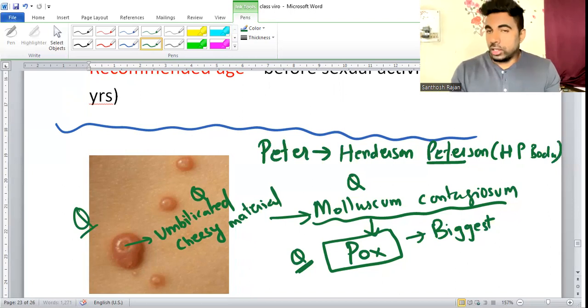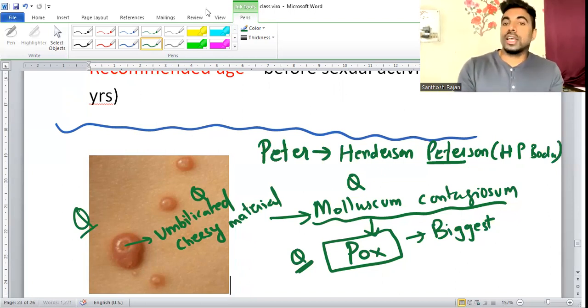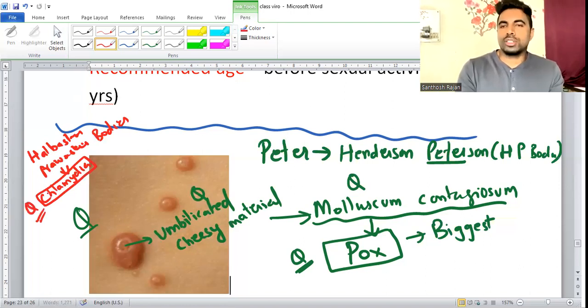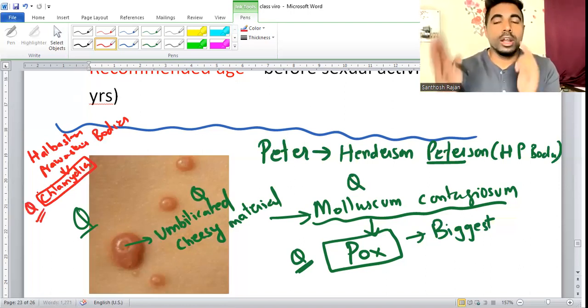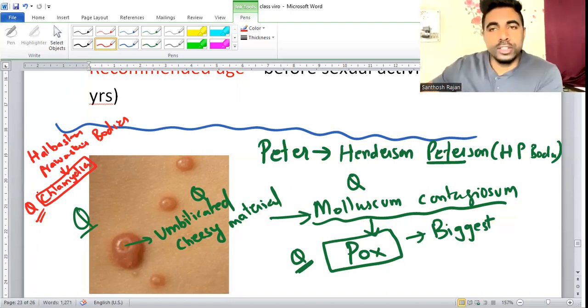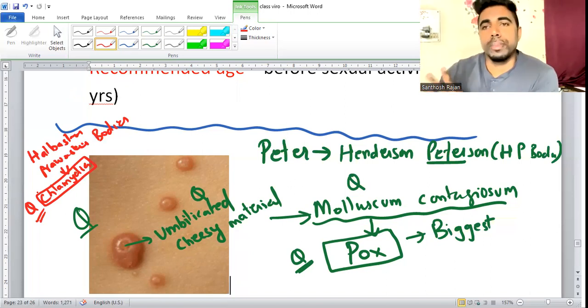And there's one more HP, but it's not exactly the same HP. That is Halberstaedter-Prowazek bodies. It's also HP, but it is not with the pox. Where do you see the Halberstaedter-Prowazek bodies? You will see them in chlamydia. Chlamydia trachomatis, you will see this body. So don't confuse them. That's why I want to bring in the term Peter. Paul means Paul Bunnell, EBV. Peter means molluscum contagiosum. Peter got molluscum contagiosum, which is caused by pox virus, the biggest virus.